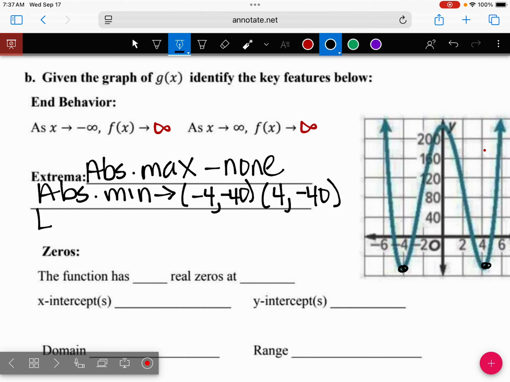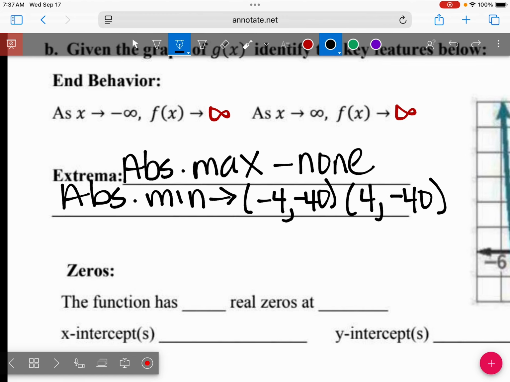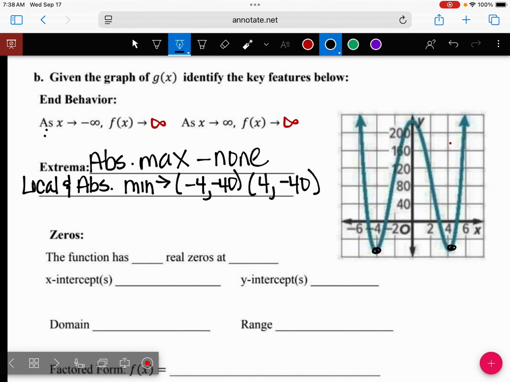They're also going to be called, they're absolute, and you can write local. Sorry, y'all. Hopefully y'all can erase. If not, just write really small. But that's going to be your local and absolute min. And the reason why I'm calling it both is because I can't tell which one is lower. So that one is going to count as both.